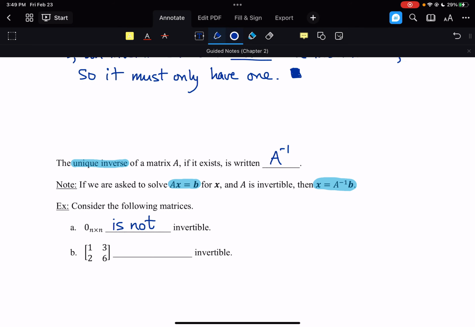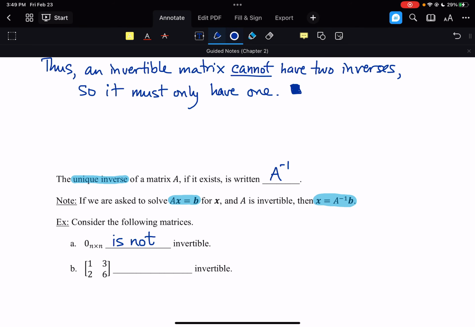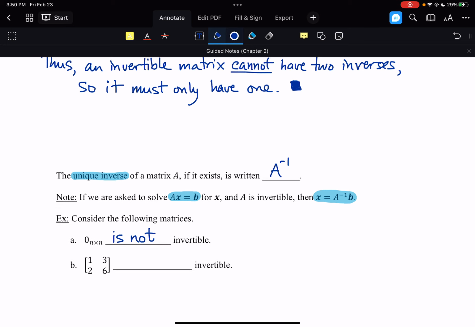And if you think about why that is, the zero matrix with its inverse, so times whatever that inverse would be, they would have to multiply to the identity matrix. But the zero matrix times anything is going to be zero, right? It's going to be the zero matrix again, not the identity. You can never multiply the zero matrix and get out the identity, which means that you're never going to have an inverse for the zero matrix. So the zero matrix is not invertible.